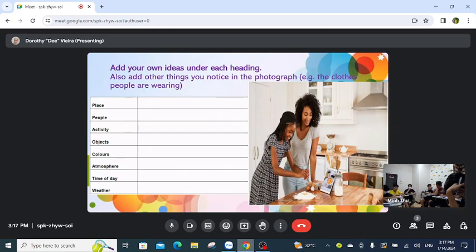In the house, there is a jar on the table. There are some eggs on the table. There are some ingredients, or there is some flour on the table.